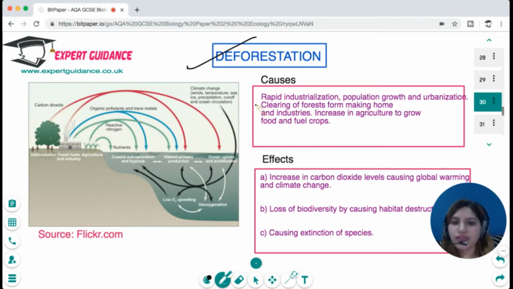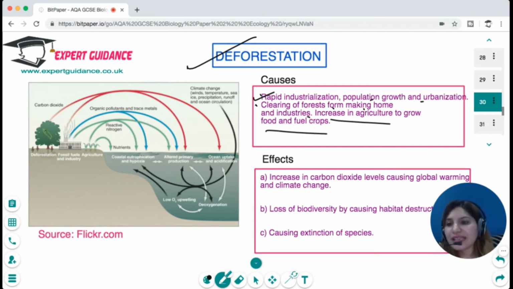How is deforestation caused? It is caused by rapid cutting of trees due to rapid industrialization, population growth and urbanization, clearing of forests for making homes and industry, and increase in agriculture to grow food and fuel crops.